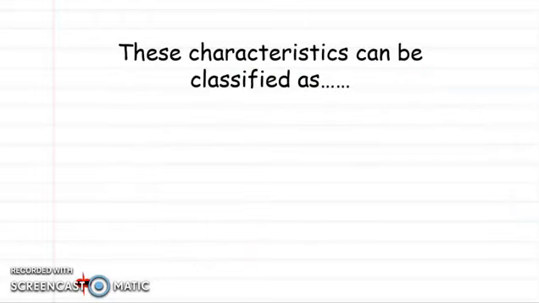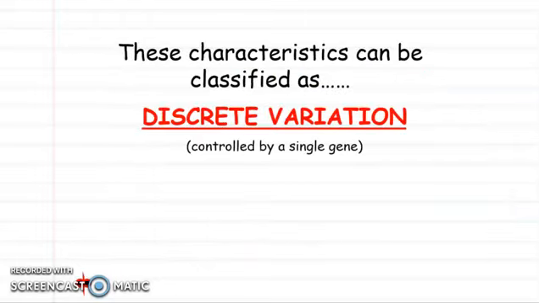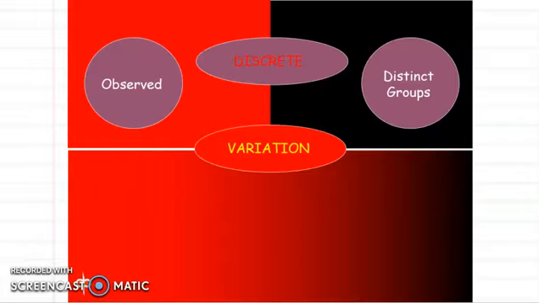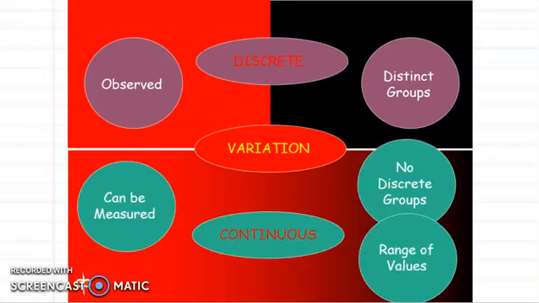These characteristic features can be classified as either discrete variation, which is controlled by a single gene, or continuous variation, which is polygenic, controlled by many genes. In discrete variation, observed values fall into distinct groups, but in continuous variation, the variation itself can be measured. There are no discrete groups, and what can be measured in terms of the variation covers a range of different values.